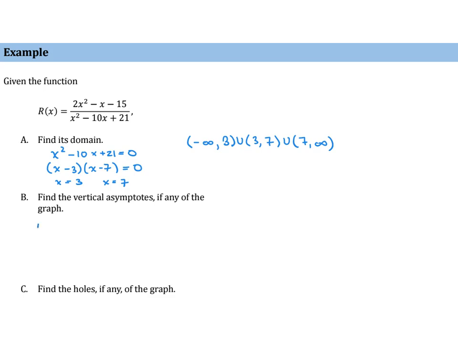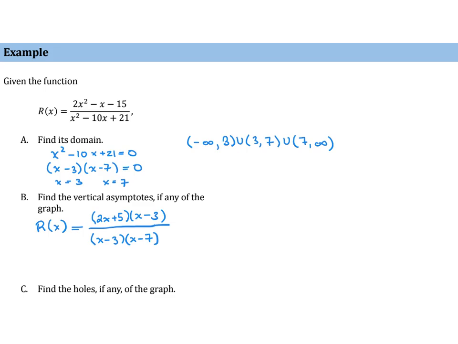Well, what we're going to do is simplify our function. We've already factored the denominator. It factors into (x minus 3)(x minus 7). If we factor the numerator, we have 2x and x. The signs will be different. So let's try plus and minus, and let's break up 15 as 5 and 3.